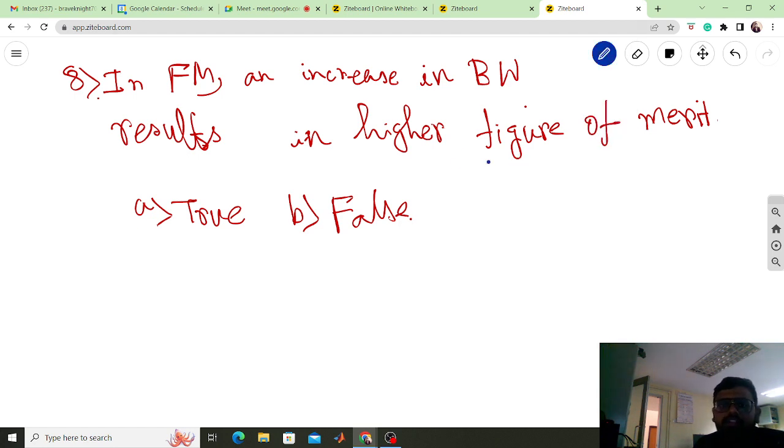From the earlier discussion, we can easily say that if we increase the total bandwidth, that means narrowband FM is going to be converted slowly into wideband FM if I increase the bandwidth by a huge amount. So basically if we use a large bandwidth, that will give me a higher figure of merit. So this is also true.